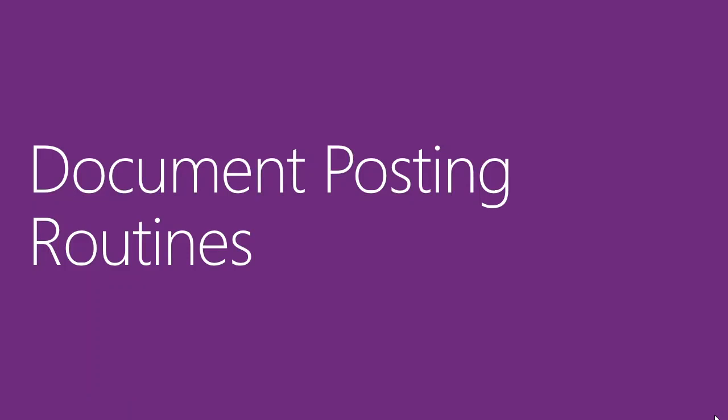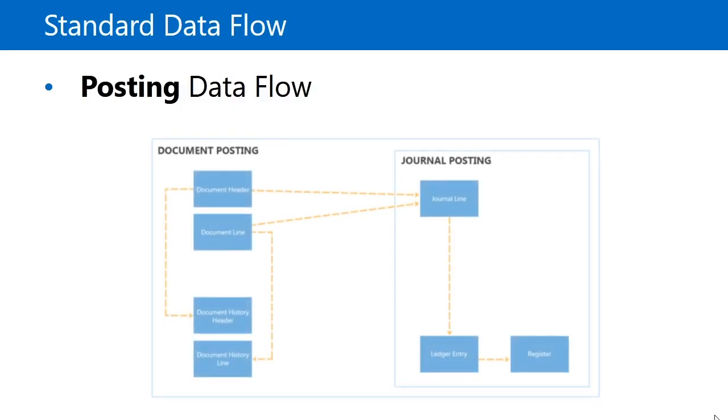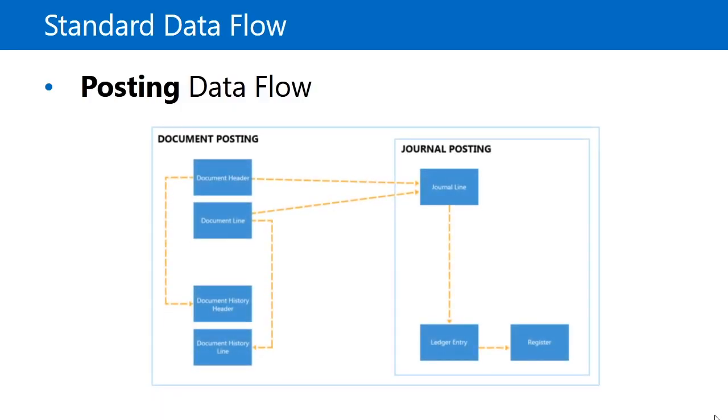Document posting routines are used to post documents. And let's have a look at an overview. So you might remember from the posting data flow that users can create documents using document tables and document pages. When we post a document, a document posting routine is responsible to create the journal line or journal lines, and those journal lines will be posted and transferred to ledger entries and registers.